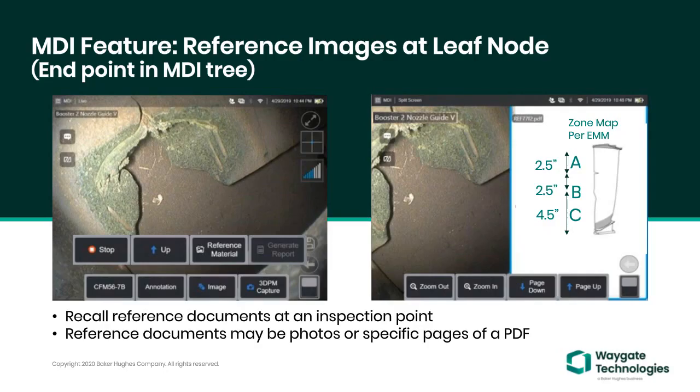In this screen, I've traveled down the MDI inspection tree and arrived at an end inspection point and recalled reference materials. Those reference materials can show up as a full screen image, or they can be recalled as split screen images with the reference materials on the right-hand side and the live image on the left-hand side. Note that I can save a copy of what's on screen of the combination of what's being shown on the left screen and the recalled image by hitting freeze and save.